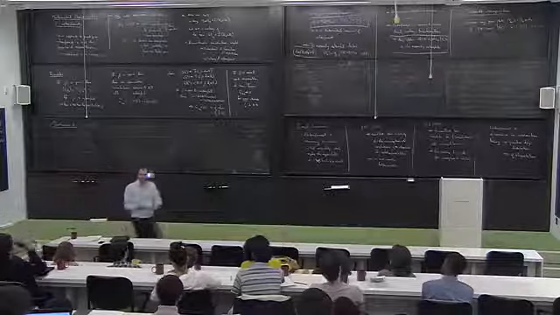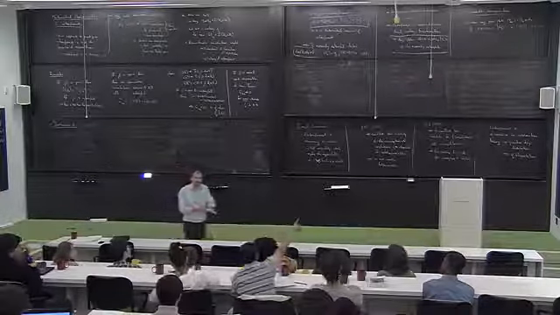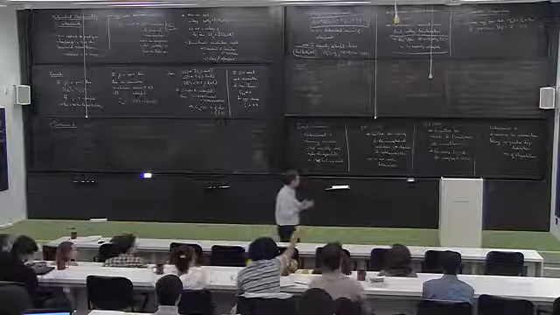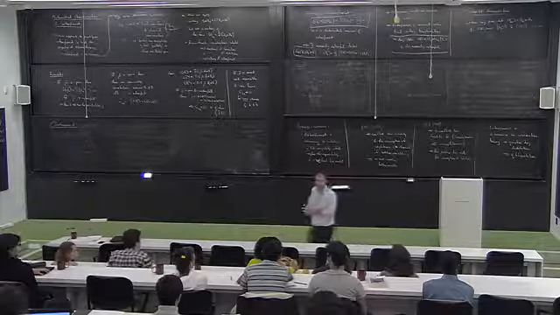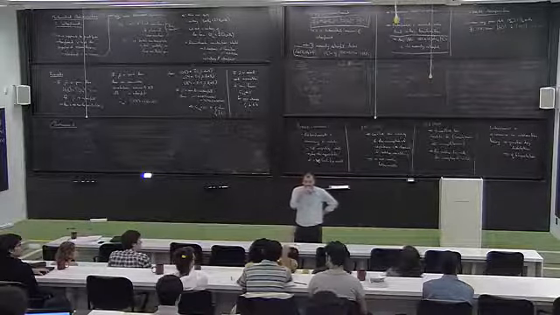Okay? Do those properties hold for the partial transpose for 2 cross 3? Yeah, it's symmetric.